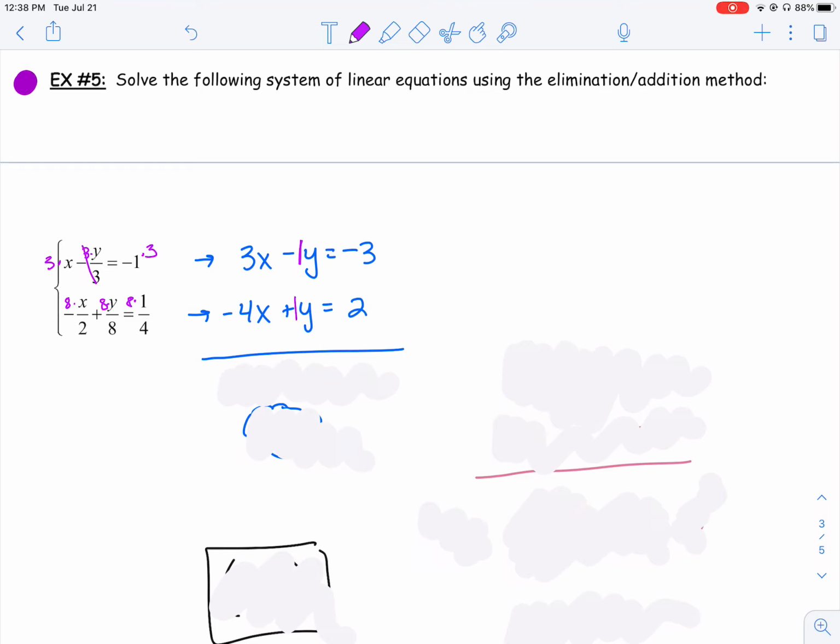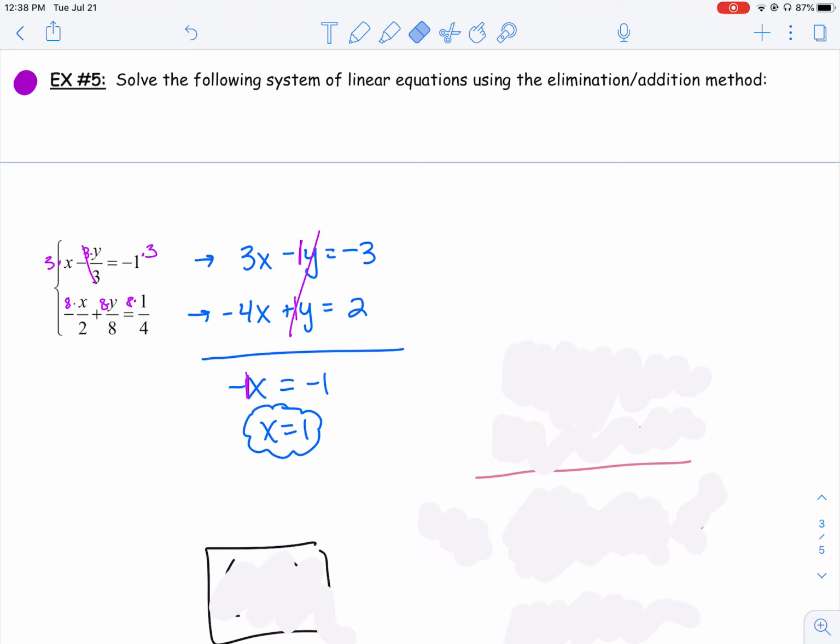And if you notice now, they're in columns, and aren't the y's already opposite? I have a negative 1y and a positive 1y, so I'm already perfectly set up to do elimination, which is perfect. If it wasn't so perfect, I might have to do one more step and get one of my variables to be opposites, but hopefully you've already practiced that part. All right, let's add these two equations together. Negative 1y and positive 1y zero each other out. I have 3x minus 4x, which is a negative 1x, equal to negative 1. Now I can get this negative 1 away from the x by dividing both sides by negative 1. Negative 1 divided by negative 1 is positive 1. So I end up getting x equals 1.